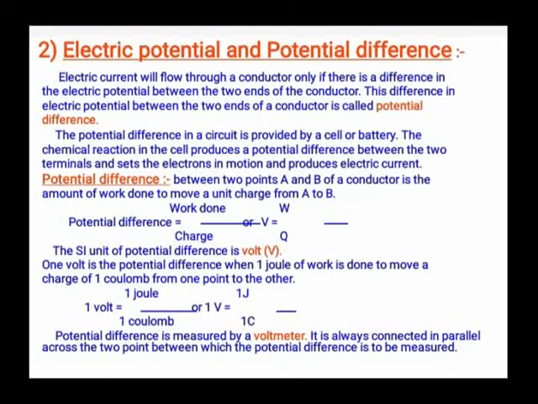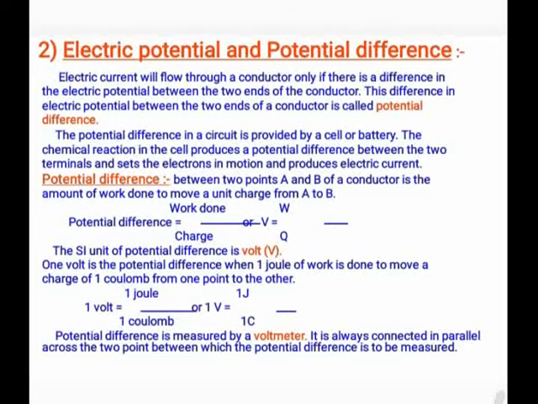Electric potential or potential difference. Electric current will flow through a conductor only if there is a difference in the electric potential between the two ends of the conductor. This difference in electric potential between the two ends of a conductor is called potential difference. The potential difference in a circuit is provided by a cell or battery. The chemical reaction in the cell produces a potential difference between the two terminals and sets the electrons in motion, and produces electric current.